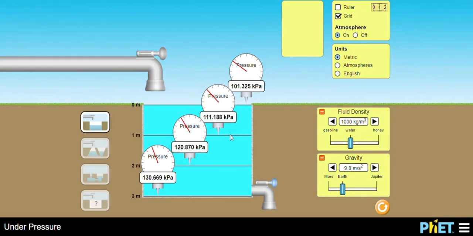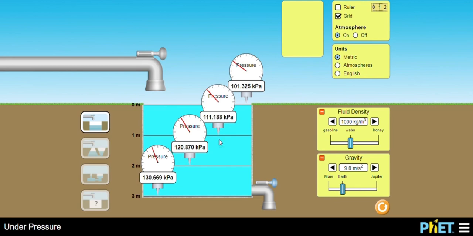As we can see, at the 0 depth, the pressure is 101.325 kilopascal. At 1 meter depth, it shows 111.188 kilopascal. While at 2 meter depth, it shows 120.870 kilopascal. And lastly, at 3 meter depth, it shows 130.669 kilopascal. Obviously, the pressure increases with the depth, since there is a greater column of water pushing down on an object submerged.